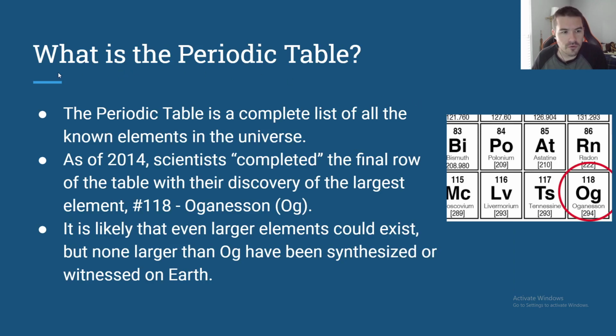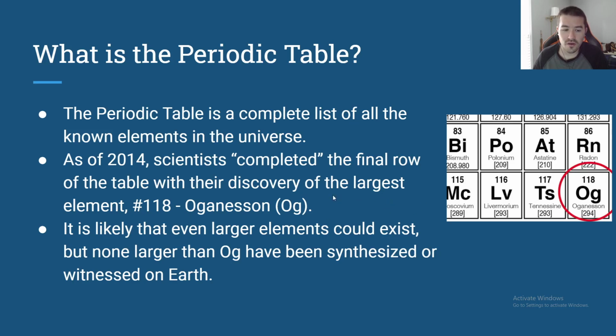So first thing that we should ask is, what is the periodic table? The periodic table is just a complete list of all the known elements in the universe. That's it. It's just a big table that has all of the different pure elements that exist listed on it, along with some information about them. As of 2014, scientists had essentially completed the final row of the table with their discovery of the largest element, number 118, oganesson. Okay, and you can see that here.